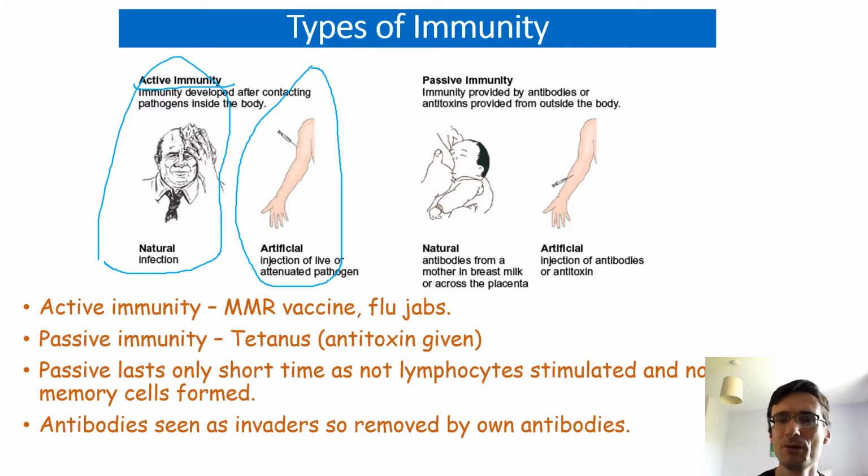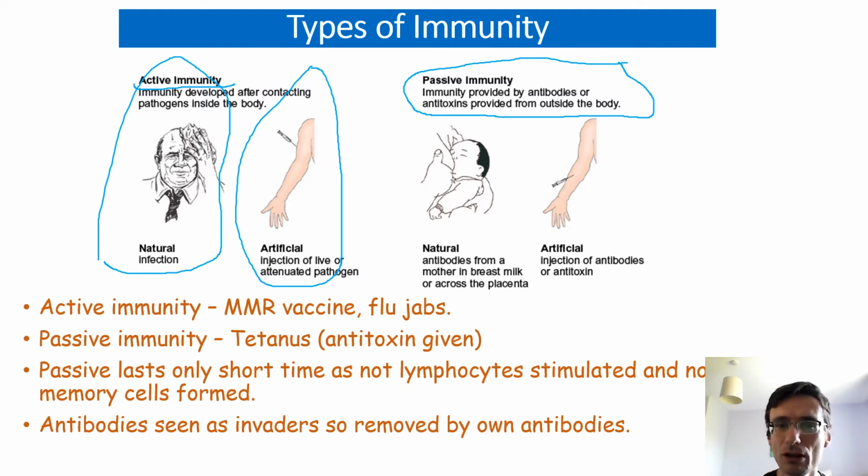But the ones that people sometimes overlook, which you don't need to know as much detail about, are the passive immunity types. Passive immunity is when you are provided with antibodies, so you don't have to make antibodies. They come from outside your body, those antibodies or antitoxins. And there are two different types.